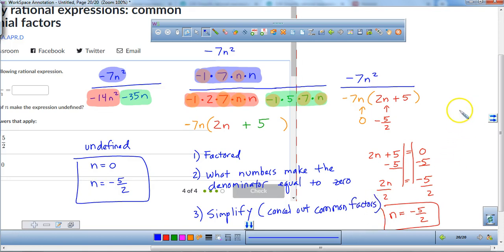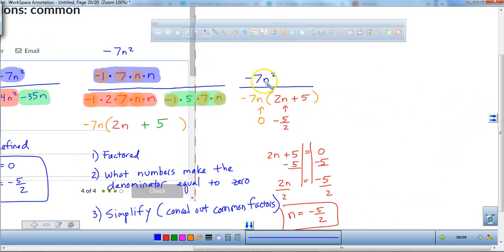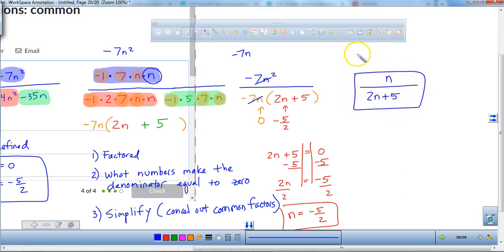All right, so what are my common factors when I look at this? Basically, my common factors are 7n. I'm going to cancel out a 7n out of here and cancel a 7n right there. I'm also going to cancel out these negatives. When I do that, the only thing I'm left with in the numerator is an n, and the only thing I'm left with in the denominator is 2n plus 5. And that's going to be my simplified expression.